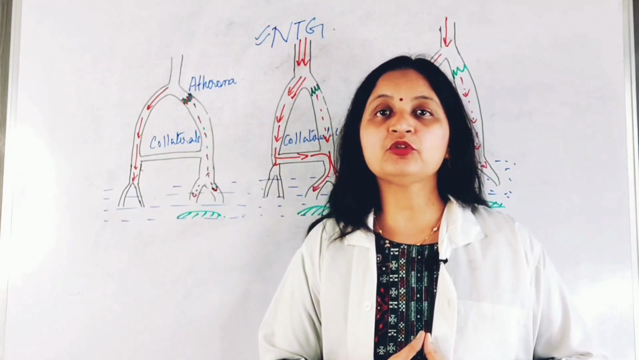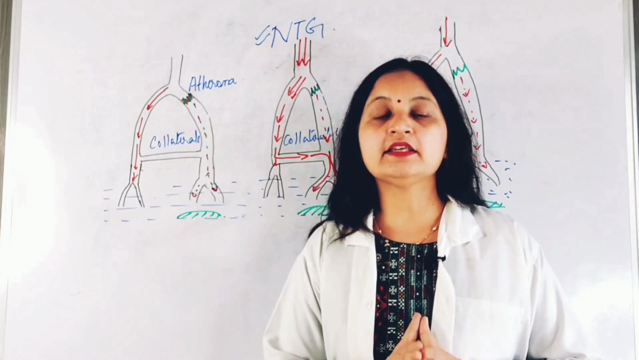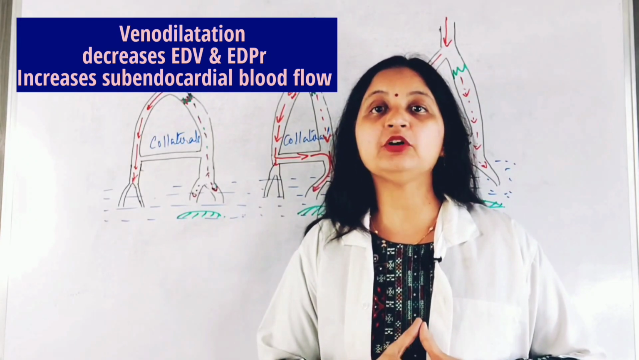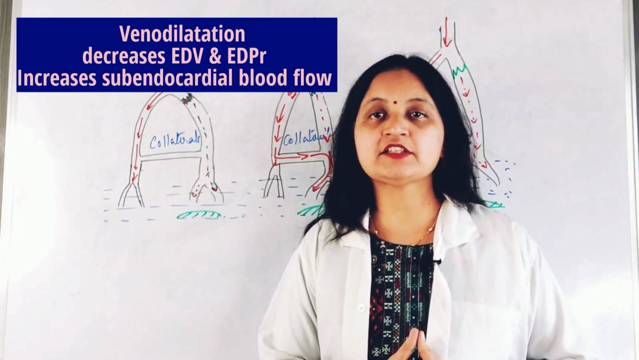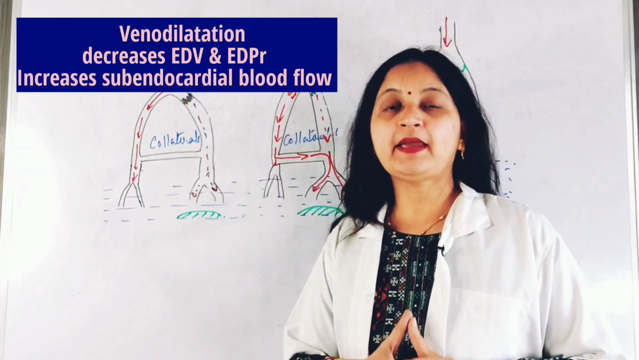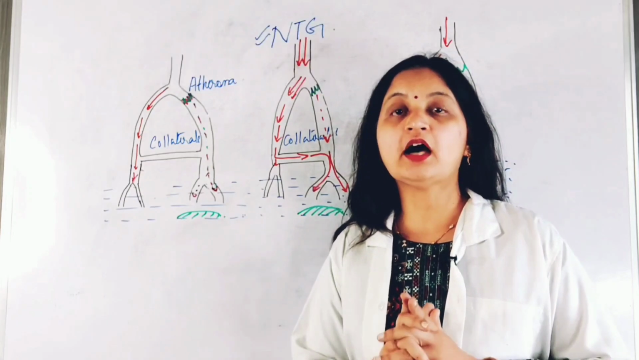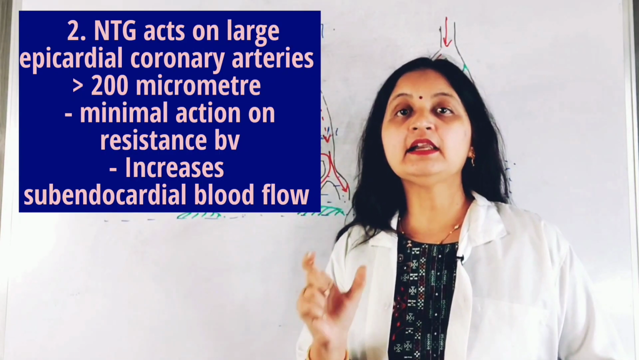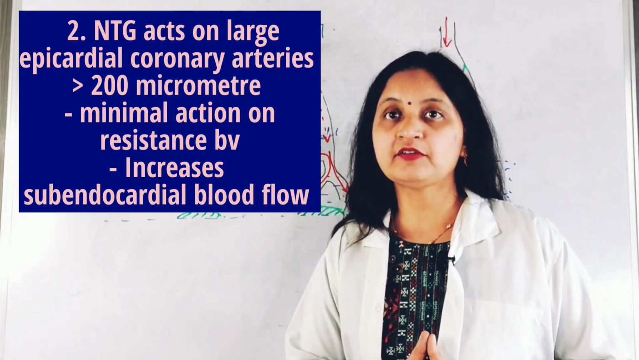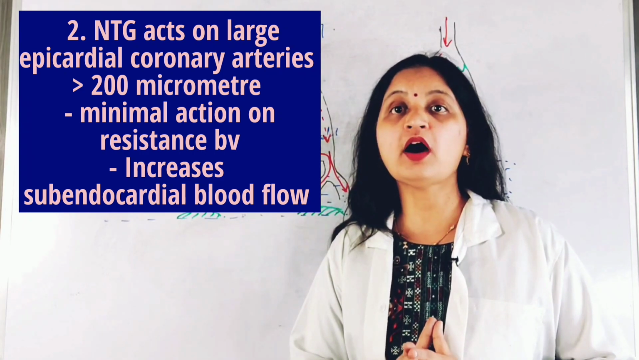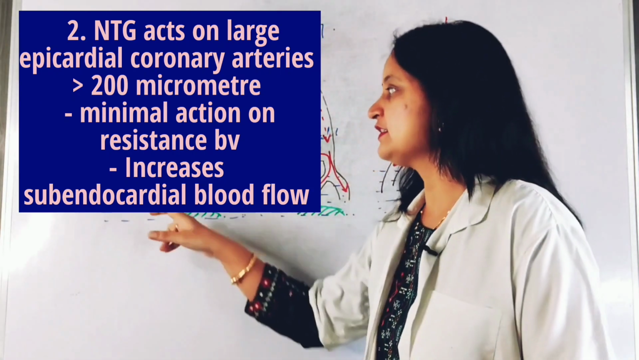So the main mechanism through which the nitrates relieve chest pain is through venodilatation, and this also helps to improve the subendocardial blood flow to the heart, and this further helps to relieve chest pain or angina. The second mechanism through which the nitrates help to relieve chest pain is through its action on the arteries. But do remember that nitroglycerin predominantly acts on the large arteries, the arteries with a diameter of greater than 200 micrometer, with very less or minimal effect on the resistance blood vessel.